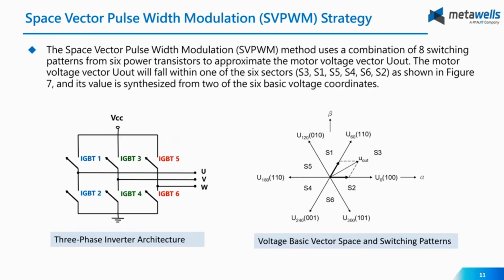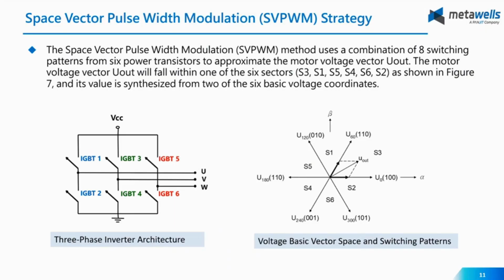Okay, and let's explore the space vector pulse width modulation (SVPWM) strategy, as shown in this diagram, which is key to driving motor voltage. Let's talk about SVPWM basics. SVPWM uses 8 switch patterns from 6 IGBTs, or 6 MOSFETs, in the inverter to generate the motor voltage vector. So this is a vector within one of 6 sectors here.